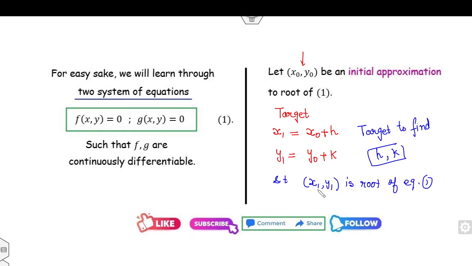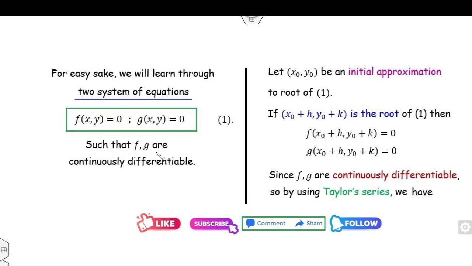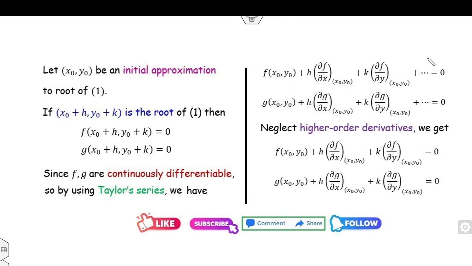So what will happen if x1 and y1, that is x0 plus h and y0 plus k, is the root of the equations? That means this point will satisfy equation number 1. And f and g are continuously differentiable, so we can apply the Taylor series to expand the functions f and g at the point x naught, y naught, plus h times the partial derivative with respect to x, plus k times the partial derivative with respect to y, plus the higher terms. If I neglect all those higher terms, then your expression becomes this system. Again, your target is to find the values of h and k.